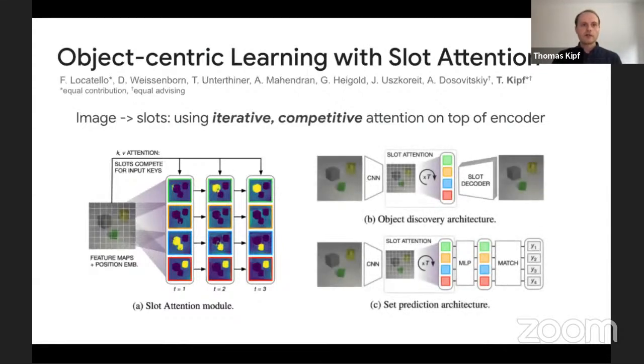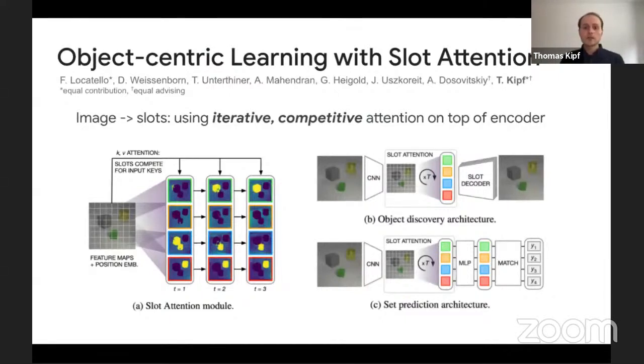And so this is joint work with an intern, Francesco Locatello, from last year, and many collaborators at Google Research. And we look at two different architectures here. On the one hand, this can be done completely unsupervised in an object discovery architecture where we simply put this module on top of an encoder and then place a decoder after the module and try to reconstruct the original image. And what's important here is that each slot that we infer gets reconstructed individually back into the image, and then we recombine the image at the end.